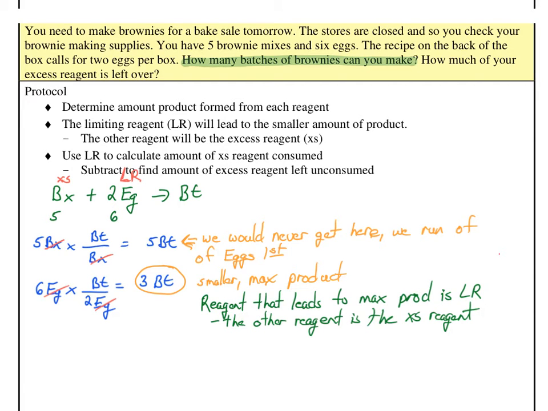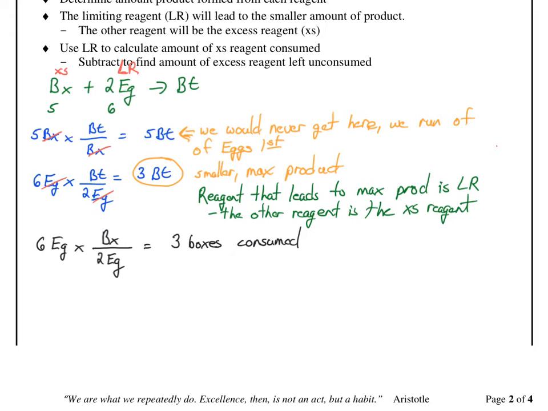The next question is how much of the excess reagent is left over. To answer this question, we use our limiting reagent to calculate how much of that excess reagent is consumed and then subtract that amount from the initial amount. And that's what we've done here. We start with our limiting reagent, the eggs. We compare it to our excess reagent through our balanced chemical equation. It tells us 2 eggs are needed for every box. So now we know that 3 boxes have been consumed.